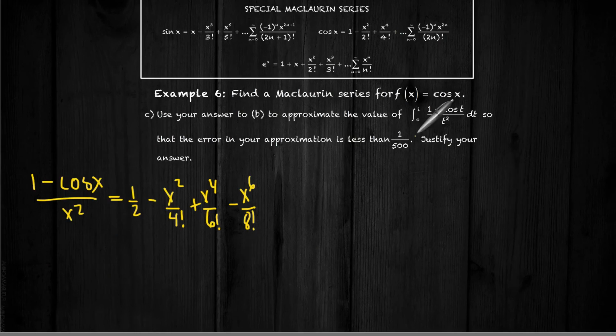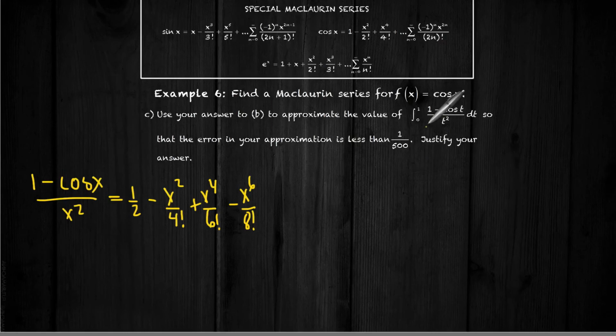Okay, part C is where it all comes together. It says use your answer to part B to approximate the value of the integral from 0 to 1 of 1 minus cosine of t over t squared dt so that your error in your approximation is less than a certain number, 1 over 500.